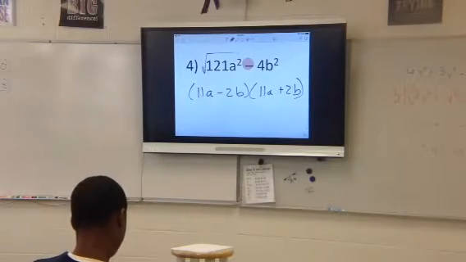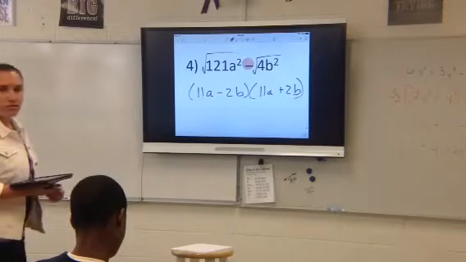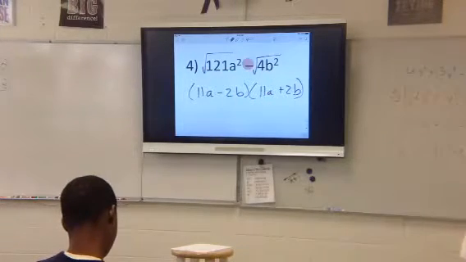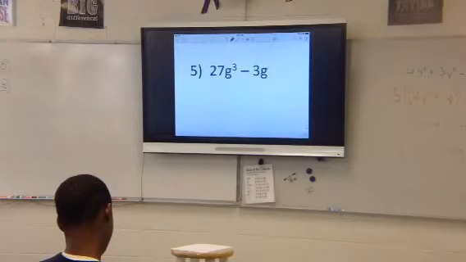A squared breaks to A and A. All right, and then you square root the second part. Square root of 4 is 2. And then the B squared breaks to B and B. Okay? All right, any questions so far on all that? Nope. All right, so now let's go down and look at number 5.